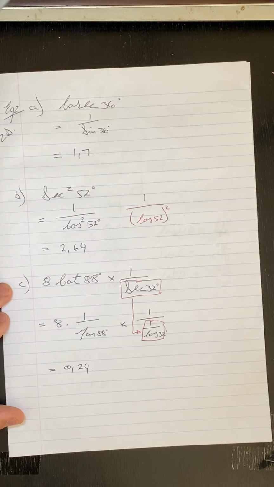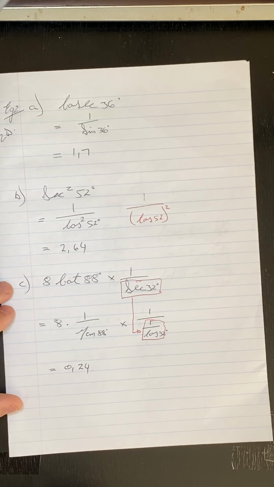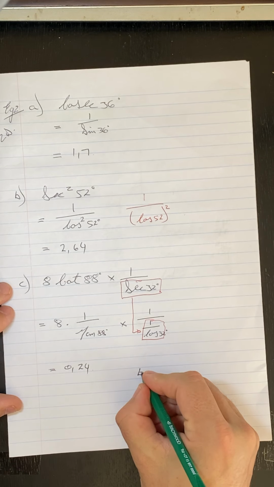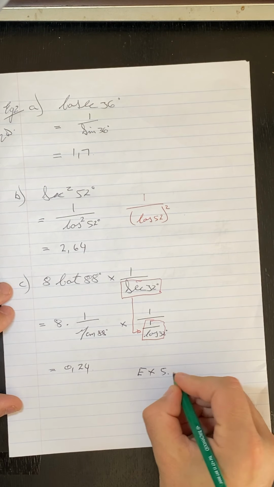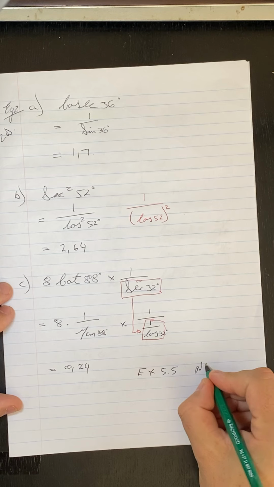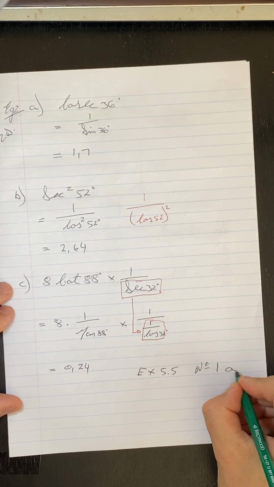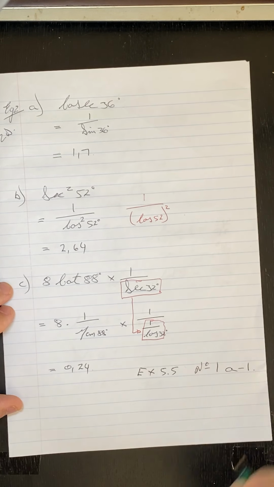Okay, so not too bad, as you can just put this on the calculator. Right, grade 10s, I would like you to do exercise 5.5 for me, please. Number 1A to L. Thank you.